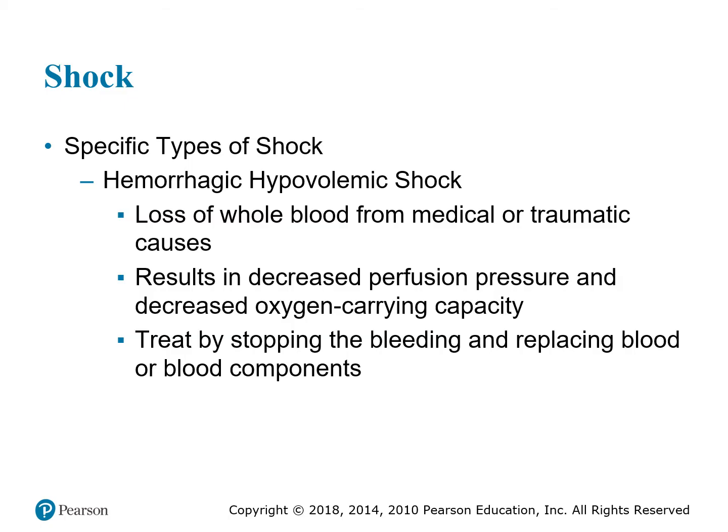Remember that we treat those bright red splurting bleeds with direct pressure. And if it doesn't work, we slap on a tourniquet. Outside your scope, but maybe in the hospital, they could replace blood or start replacing blood components. And all that is to hopefully bring back some function of what was lost.